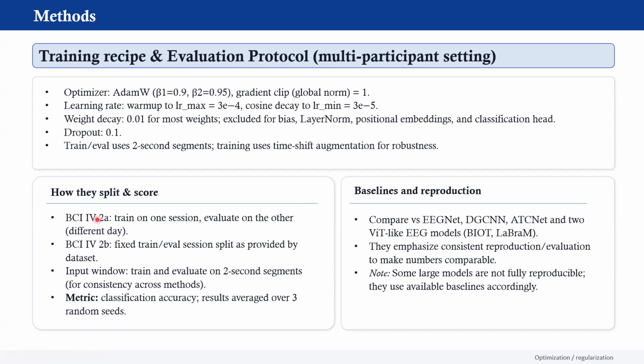And basically how they split. So these are our two fine-tuning data sets, BCI 2A and 2B. For 2A, you have two sessions, so they train on one session and evaluate on a different day. And for 2B, you have already pre-specified train-eval splits, so they just use that. The metric that they report is just the accuracy, which is essentially averaged over 3 random seeds.